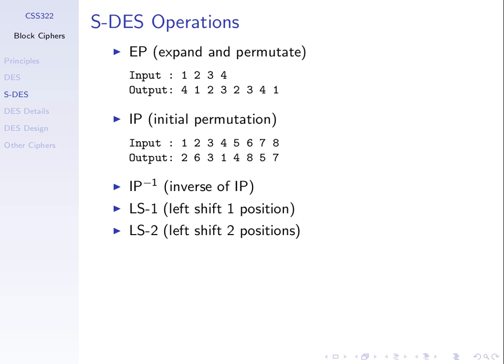Bit 4, 1, 2, 3, 2, 3, 4, 1. I just did this operation. Bits 1, 2, 3, 4 come in. The outputs are bits 4, 1, 2, 3, 2, 3, 4, 1. We've expanded to 8 bits now.